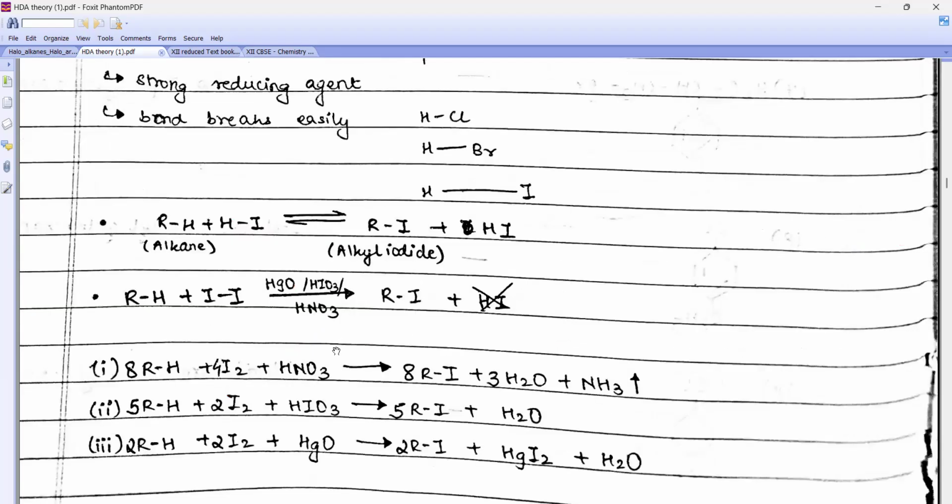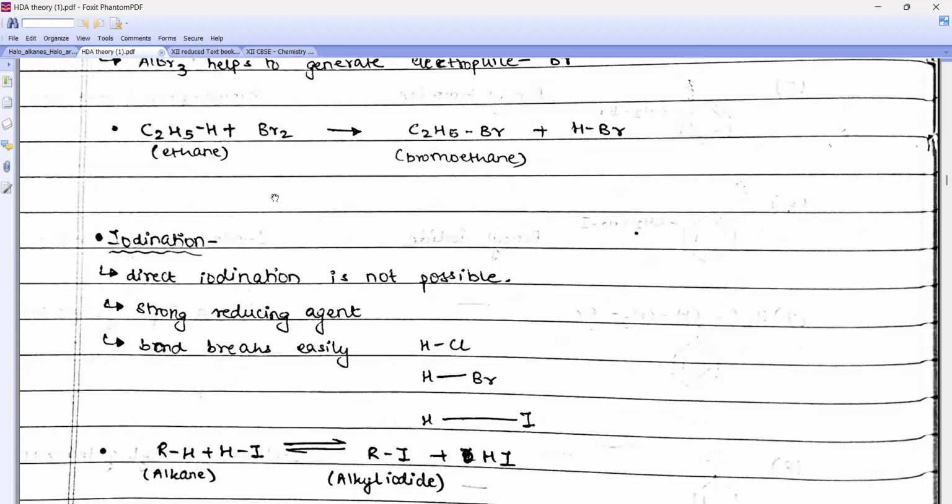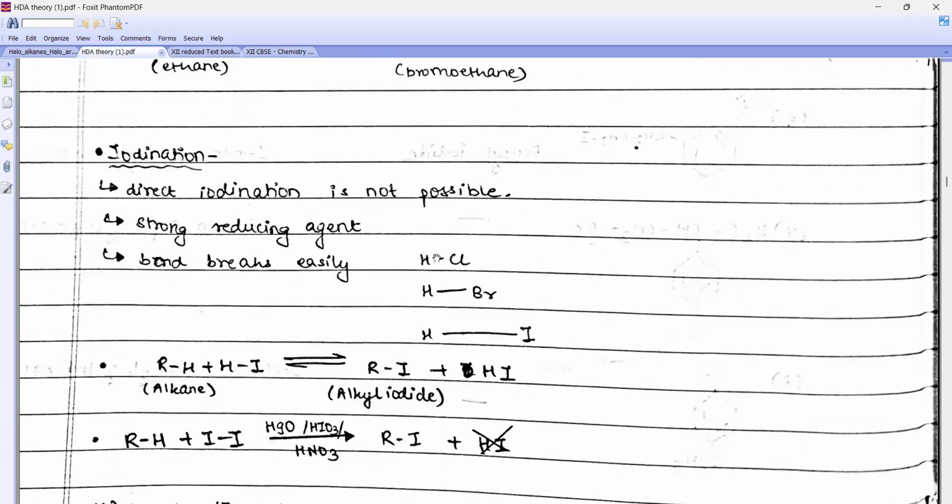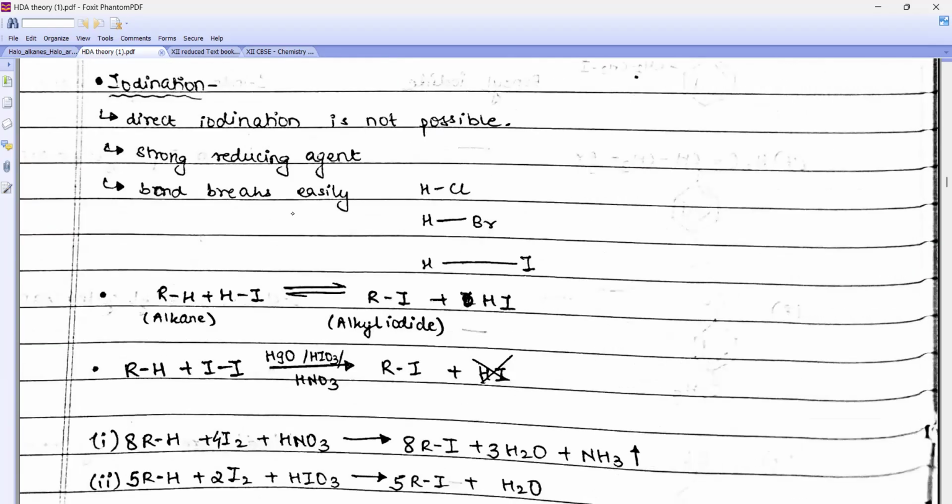We have done all this in my printed notes. We did na bromination. It is AlBr3 helps to generate what? Electrophile. Okay, direct iodination is not possible. Why? Look, I have given the explanation also. Can you see the HI bond length is bigger? Yeah. The handwritten printed notes, everything I have given. So we use strong oxidizing agent.